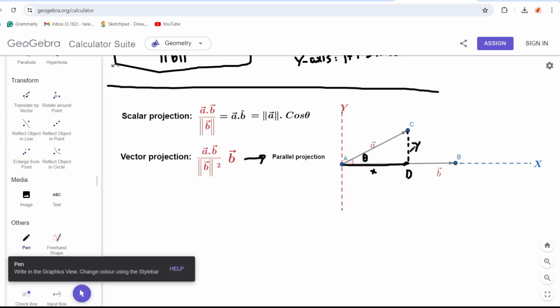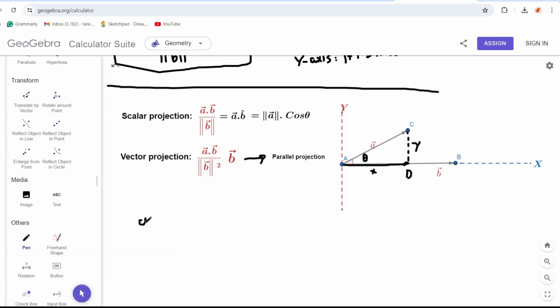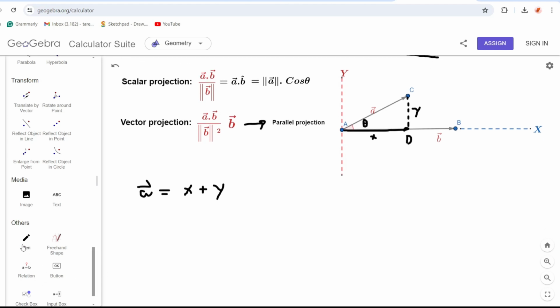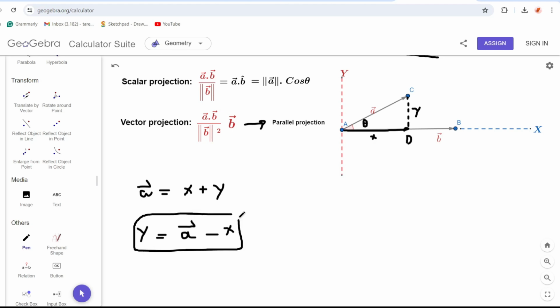Now, if we want to find the portion of A that lies in the direction orthogonal to B, we can decompose A into two components, x and y, which means we can write it as follows. Remember that we already know A and x is the vector projection of A onto B. The only thing left unknown is y, which represents the component of A that is orthogonal or perpendicular to B. We can simply subtract x from A to get y. This is known as orthogonal projection. Let me quickly write it here.